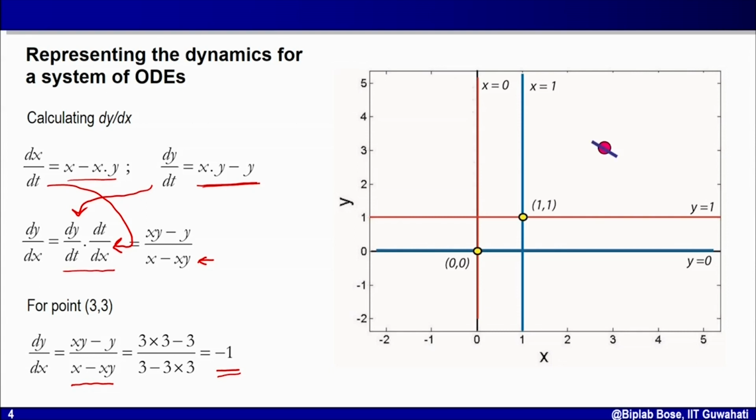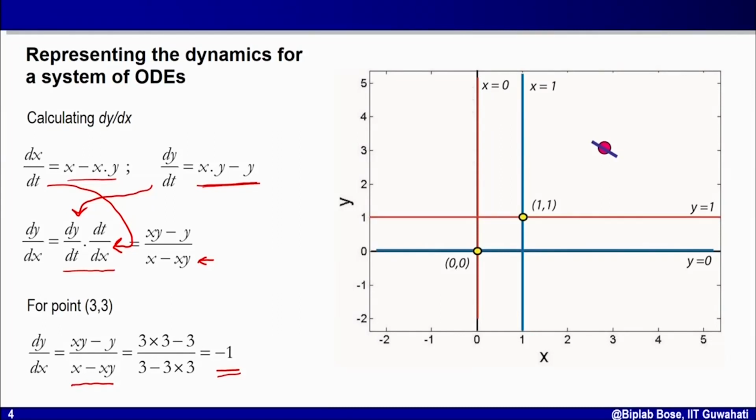So let us draw the arrow there. I have drawn a small arrow, remember, without an arrowhead, with a slope equal to dy/dx at that point, and the value of dy/dx at that point was minus 1. So I have drawn the line representing the arrow. Now I have to decide the arrowhead. Will the arrow move towards the left upper corner, or will the arrowhead be on the other side? So how to decide the arrowhead position?